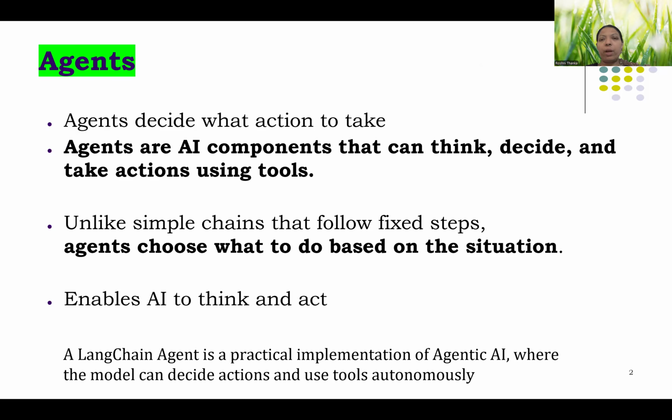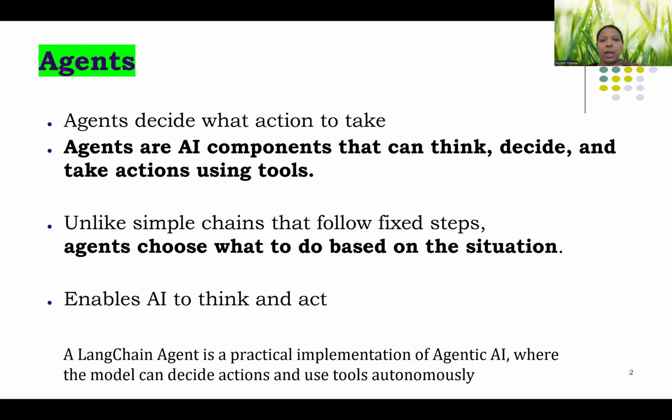We have to define and fix the steps, but an agent automatically chooses what tools to use and what actions need to be done. All these things it does automatically based on the input given to the agent. That is the importance of an agent when compared to a chain. In a chain, we have to define all the subtasks, but an agent automatically thinks, decides, and takes action based upon the input we give.